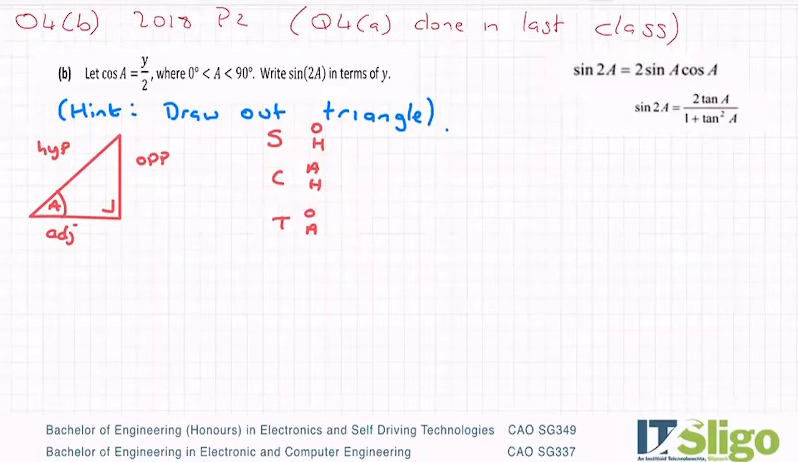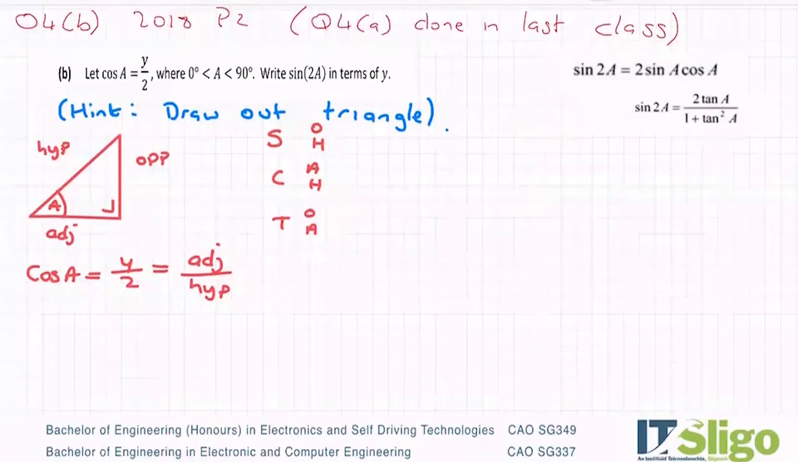Okay, so what does that mean? Well, if I have cos A being equal to y over 2, then y is my adjacent side. I'm getting that from here. And 2 is my hypotenuse. Okay, so on my triangle then, my hypotenuse is 2. And y is my adjacent side.